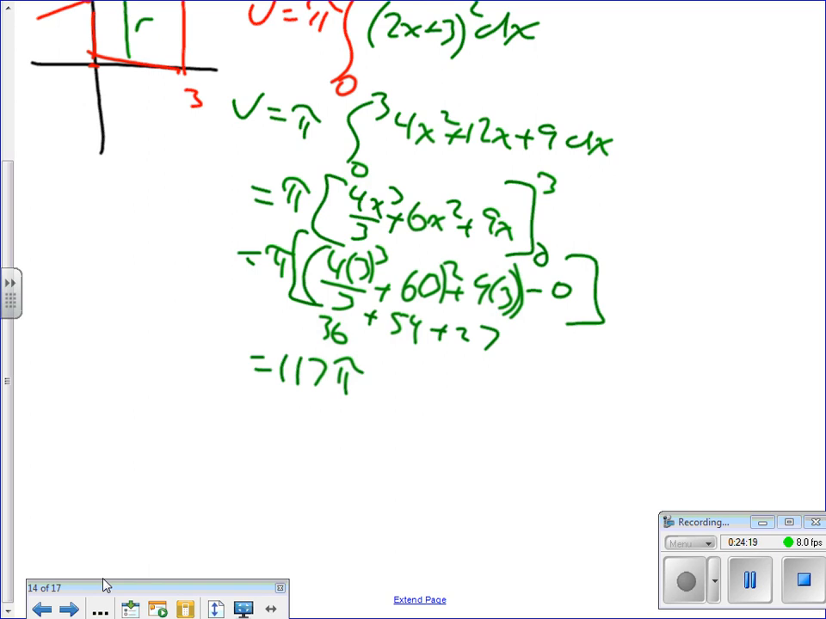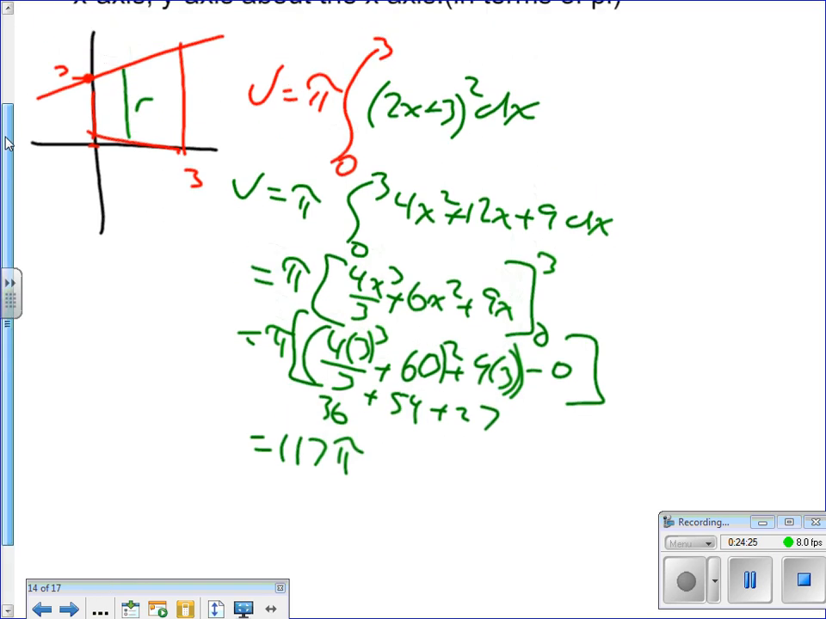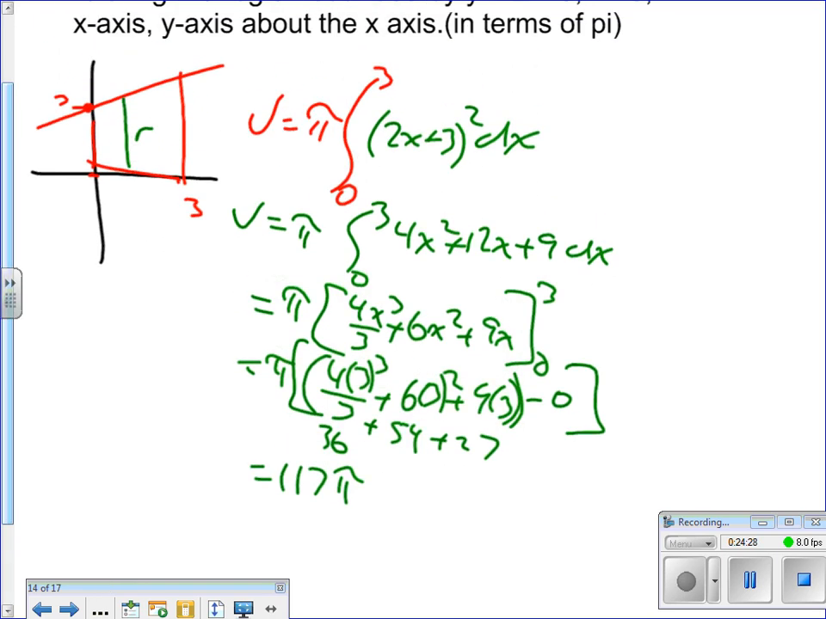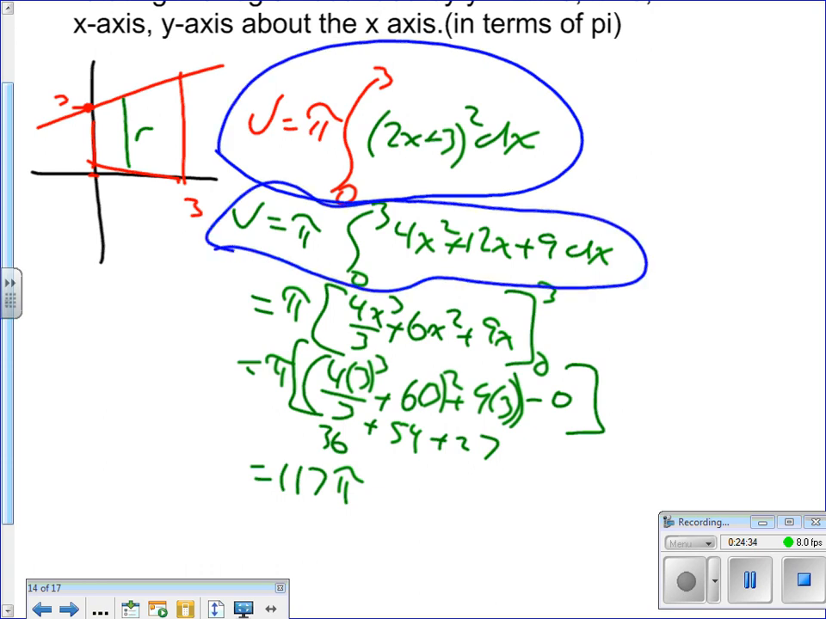On the test, here's what I want to see: this or that, either one of those, and that. I do not need to see the steps in between on your exam because you can use your calculator for it. And I will have the decimal approximation as well. Although if I multiply 117 times pi, I'll have that decimal approximation as well. I'll have both. Okay?